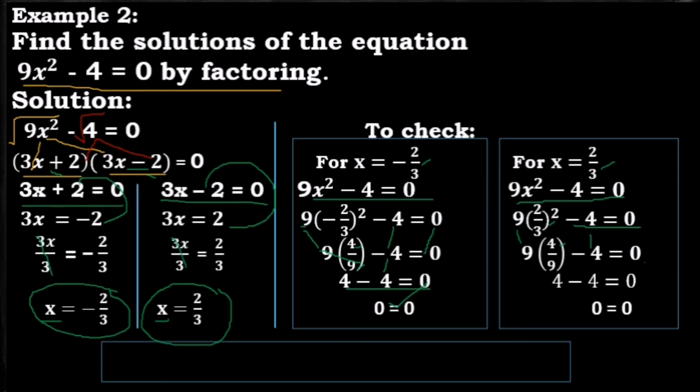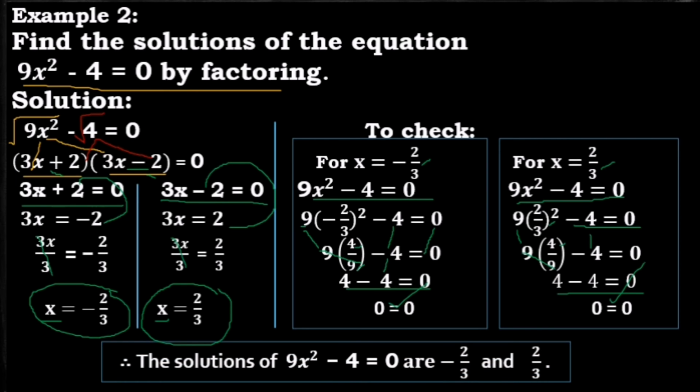9 times 4/9. So 9 divided by 9, that's already 1. So we have 4 minus 4 equals 0. So if you have observed, we have also a balanced equation. Now we can conclude that the solutions of 9x squared minus 4 equals 0 are negative 2/3 and positive 2/3.